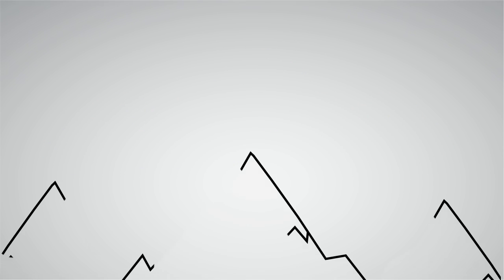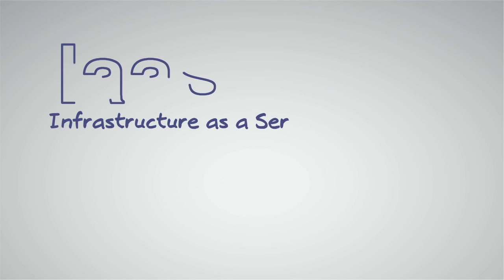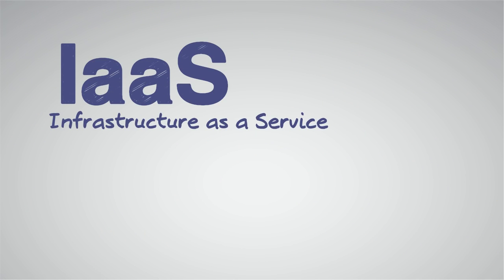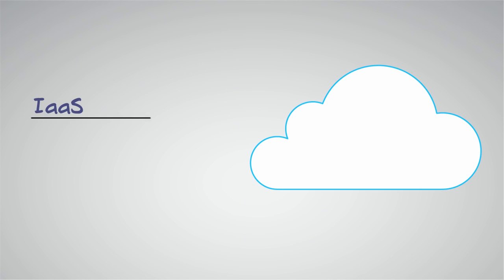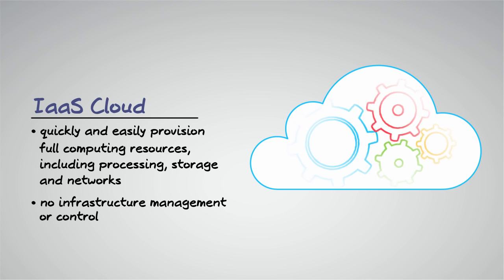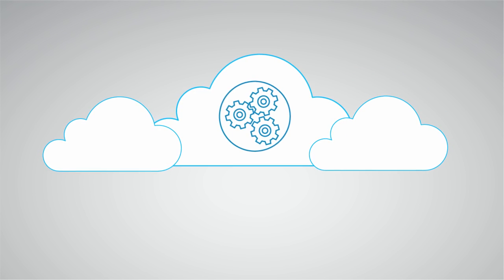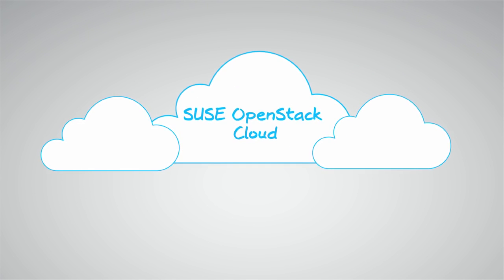The third cloud service, and the one that's most widely viewed as a cloud, is Infrastructure as a Service, or IaaS. An Infrastructure as a Service cloud allows a user to quickly and easily provision full computing resources, including processing, storage, and networks, without the user having to manage or control the underlying cloud infrastructure. An example of a private cloud infrastructure as a service is SUSE OpenStack Cloud.